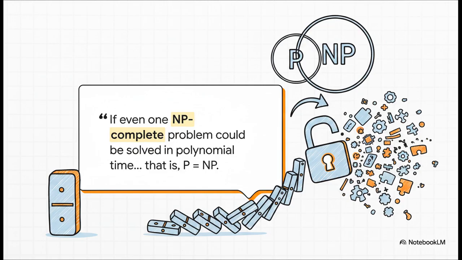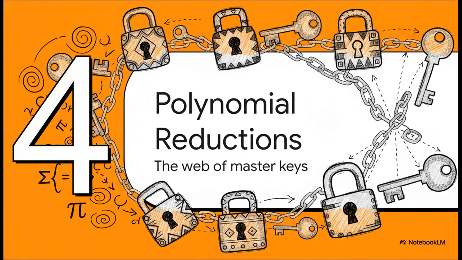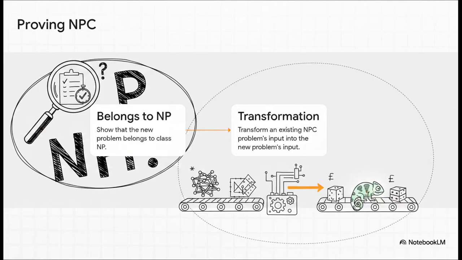Next up, Section 4, Polynomial Time Reductions. So how exactly do computer scientists actually prove that these problems are mathematically linked? How do we build this web of master keys? Well, to prove a new problem belongs to the exclusive NP-complete club, they use a strict two-step procedure. First, you've got to prove the new problem is actually in NP, meaning if someone gives you a guessed solution, you can verify it quickly in polynomial time.